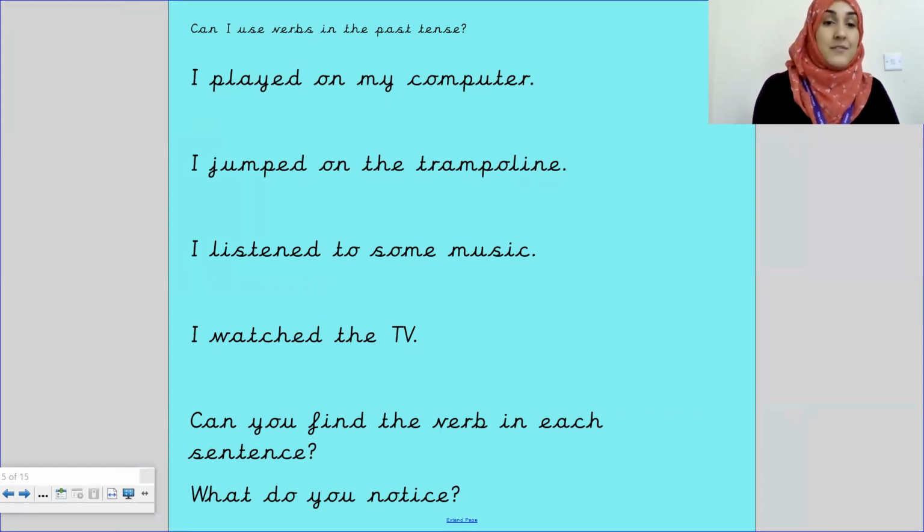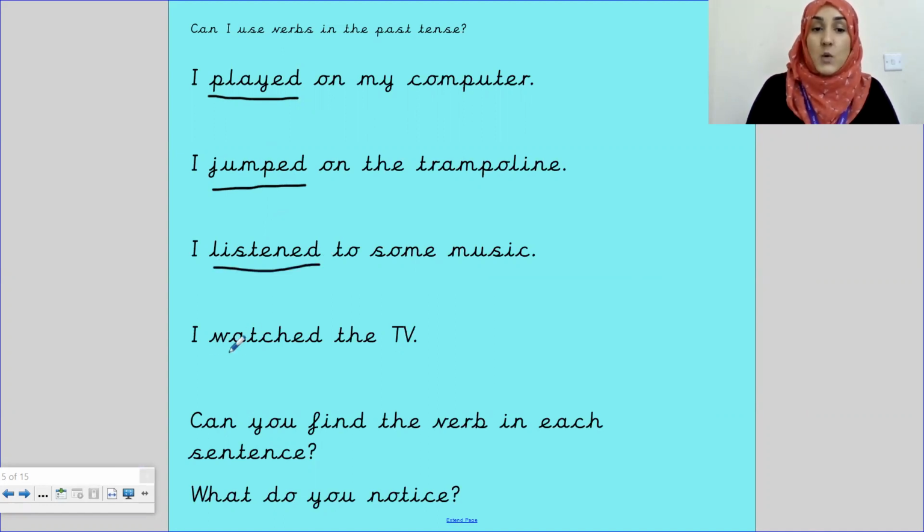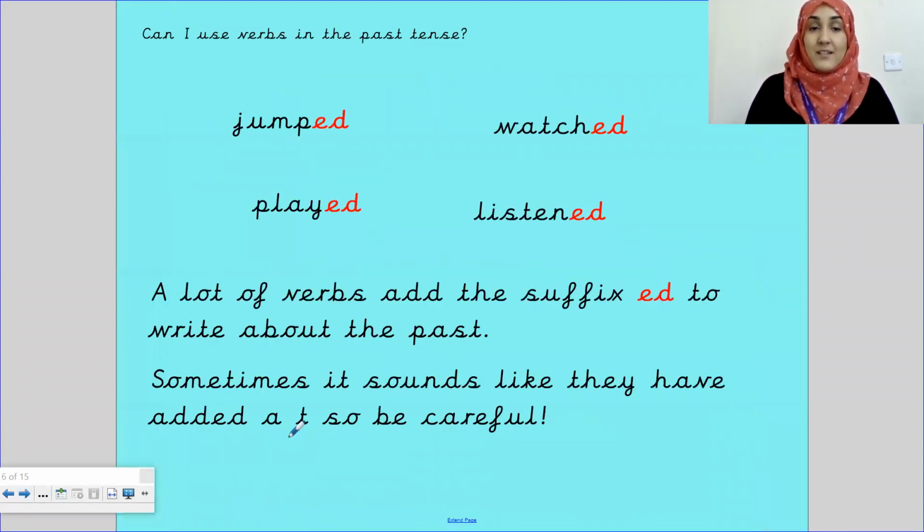Well done. The verb is, for the first one, played. Next, it's jumped. Next, it's listened. And the last one is watched. Now, what do you notice about each of these verbs that are written in the past tense? What do you notice about each of them? What is the same about all of them? Fantastic. It has a suffix, ed, to write about the past tense.